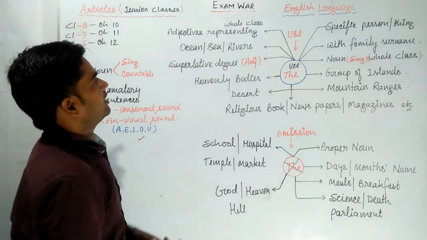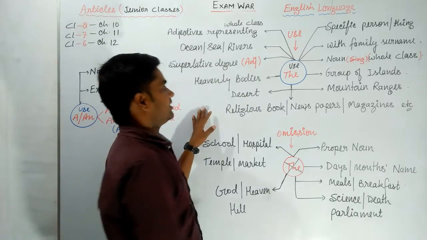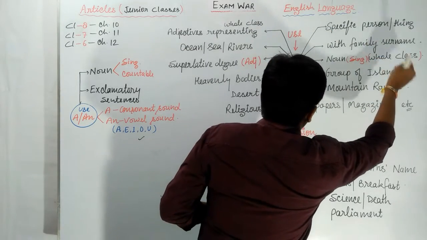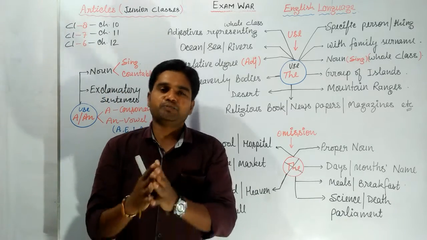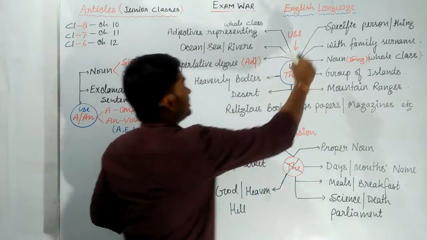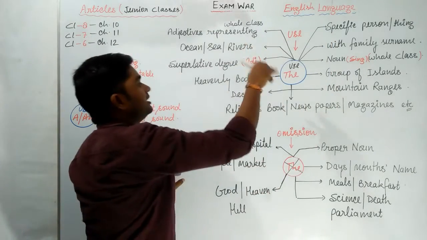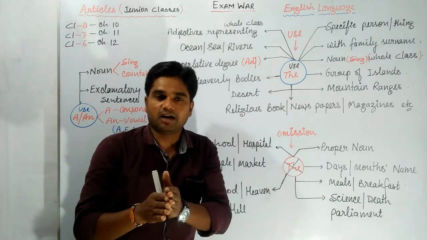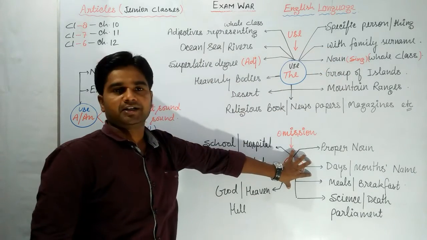Now we should move towards article the, that is the definite article. Dear students, article the is used before a specific person or thing. We use article the before any specific person, any specific thing. This rule is very important and it overrules all the other rules related to article the. It means it also overrules the omission of article the.